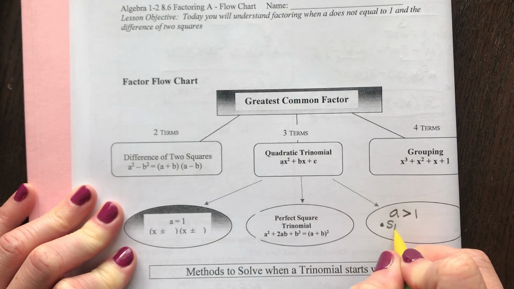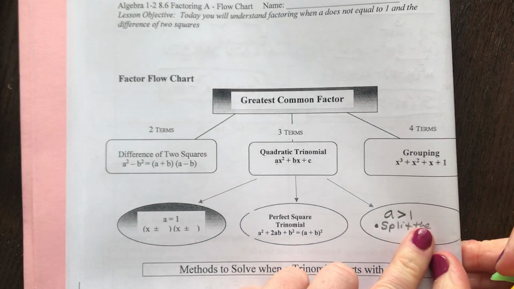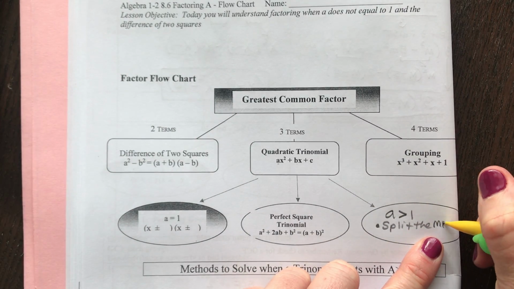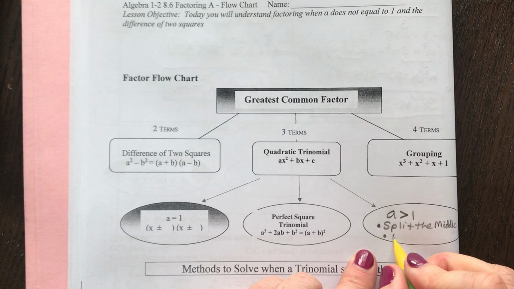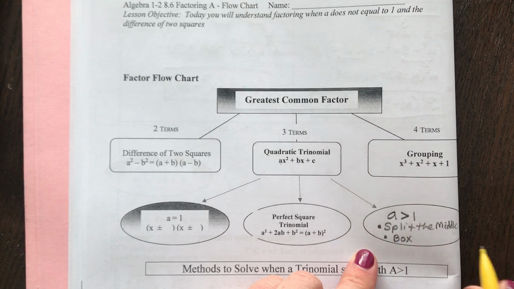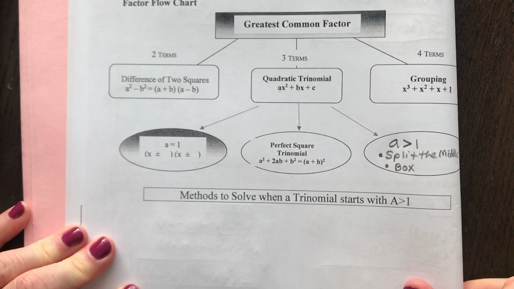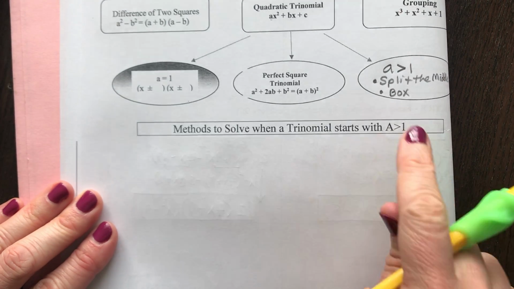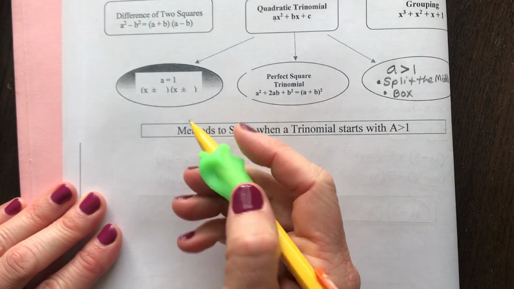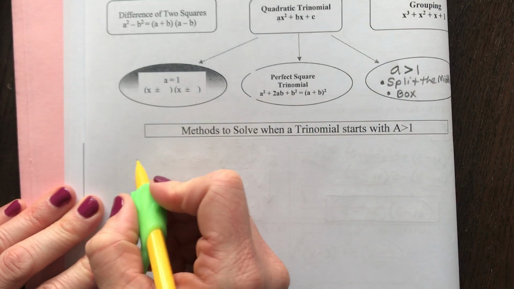One is called split the middle. If I could spell, that would help me out. M-I-D-D-L-E. And the other one, I'm going to call my box method. Both of those I think are very helpful tools. And I'm going to show you first what is called guess and check, which would probably be my least favorite method of the three. But I'm going to give us a starting problem to solve, and I'm going to show you three ways to solve it.